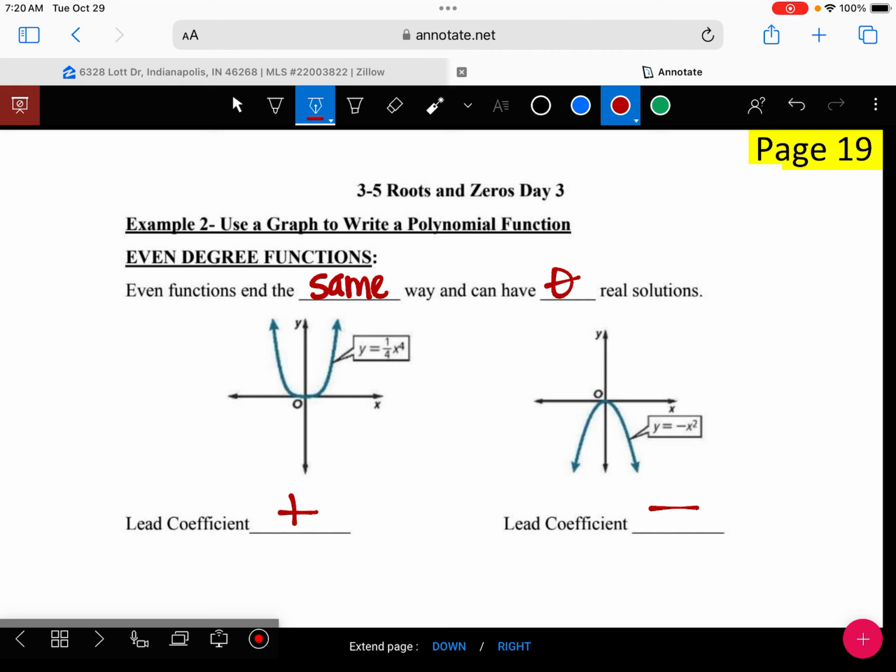So this is kind of carrying forward from what we've already talked about. But even degrees, the function ends in the same way. Arrows go in the same direction when it's even. And it's possible for you to have no real solution, or 0 real solutions. So it is possible to have an even function that does not cross or touch the x-axis.